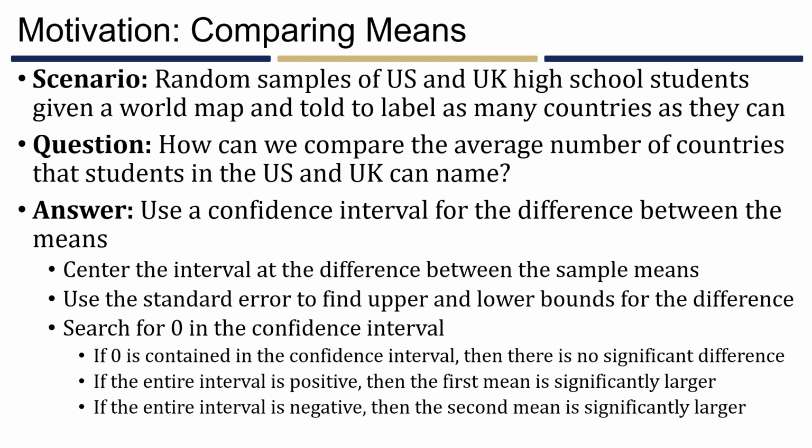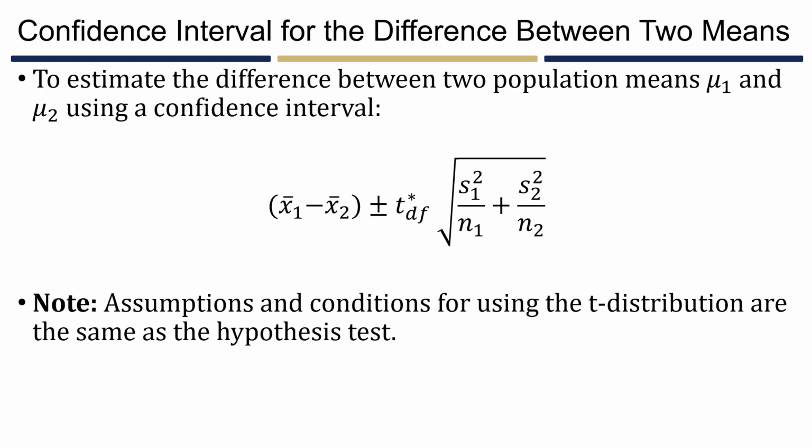On the other hand, if the entire interval is positive, then the first mean that we used in the order of subtraction is significantly larger. And if the entire interval is negative, then the second mean in the order of subtraction is going to be significantly larger.